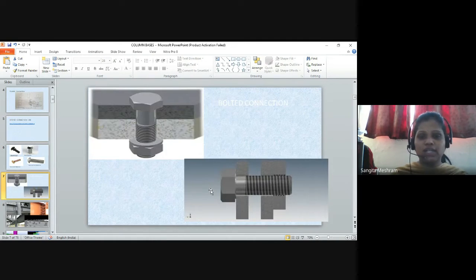Then bolted connection, we know that we can use the bolt for connecting system. It consists of plain portion and threaded portion. If we get the proper connection, proper bonding, we can use these bolted connections. In this case it consists of plain portion and threaded portion. The threaded portion gives the proper connection to the plates or any members we are connecting.